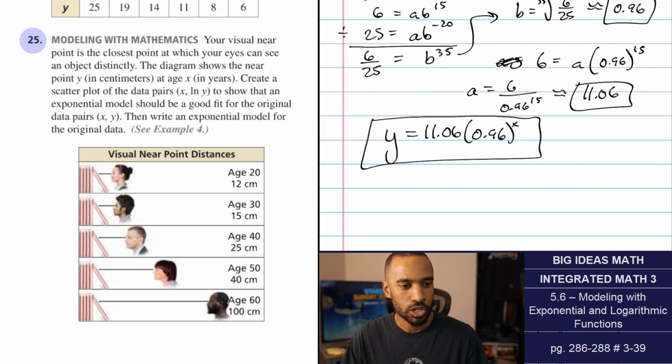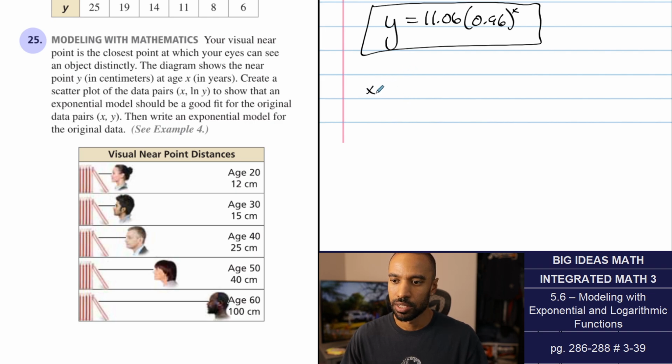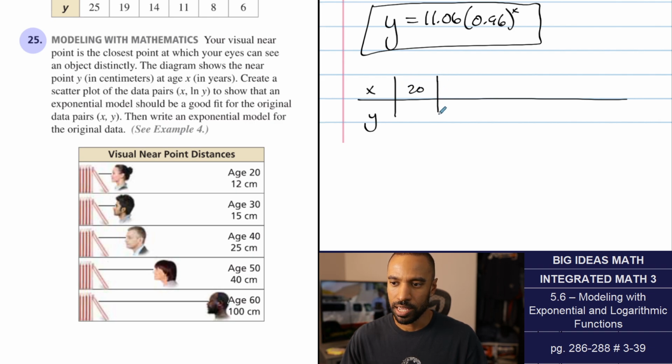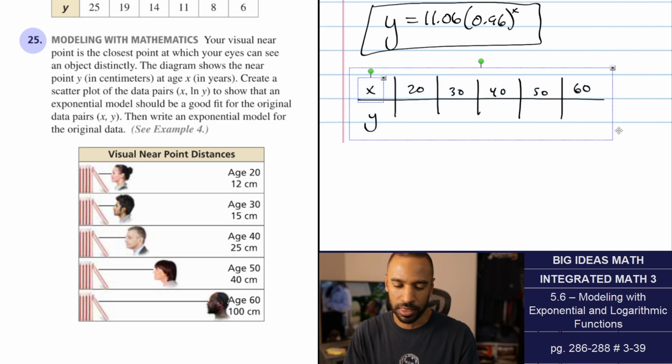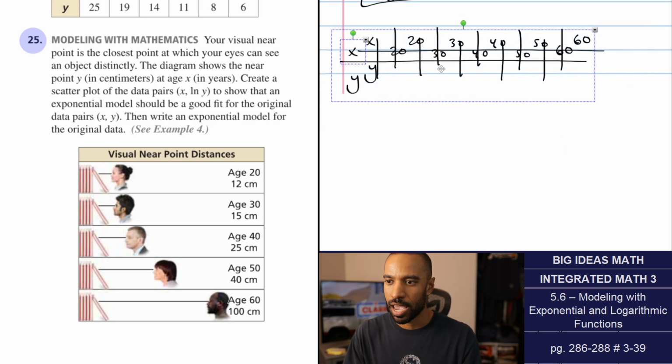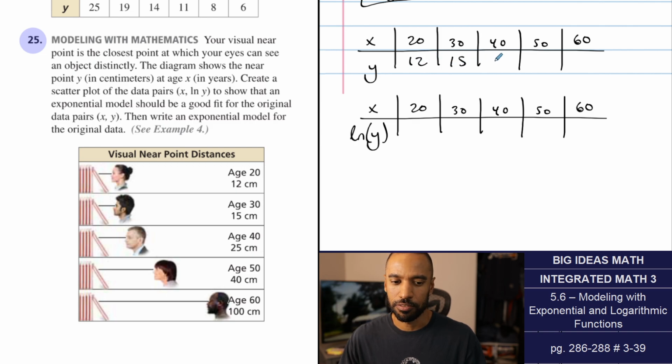So x is age, y is near point. So our original information is for x, y going to be age 20, 30, 40, 50, 60. I'm actually going to copy and paste this table because I'm going to do it once with y and once with natural log of y. I want the numbers to be right there for me. So here's x, y, and then we're going to have x, natural log of y after. All right, the y values initially are 12. These are centimeters, 15, 25, 40, and 100.